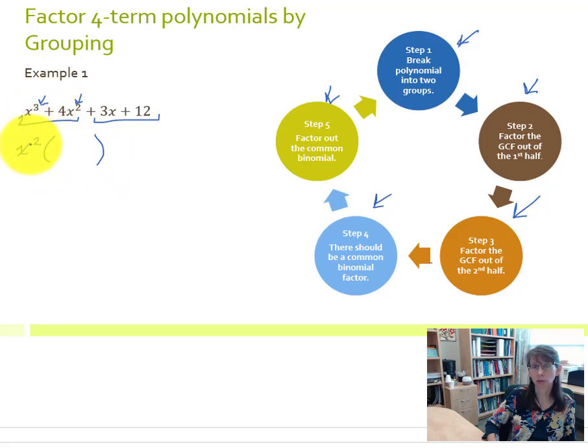Now use the distributive property to recreate those 2 terms. X squared times x matches x cubed. X squared times something needs to match positive 4x squared. Well, notice x squared is already accounted for, but that plus 4 is not. So positive 4 is needed.